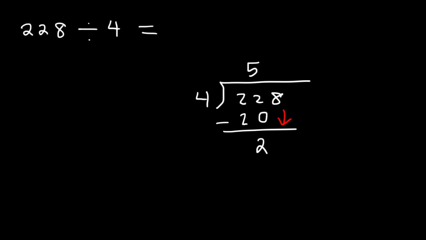So how many times does 4 go into 28? 4 goes into 28 7 times. 4 times 7 is 28, and so the remainder is 0. And so that's the answer.